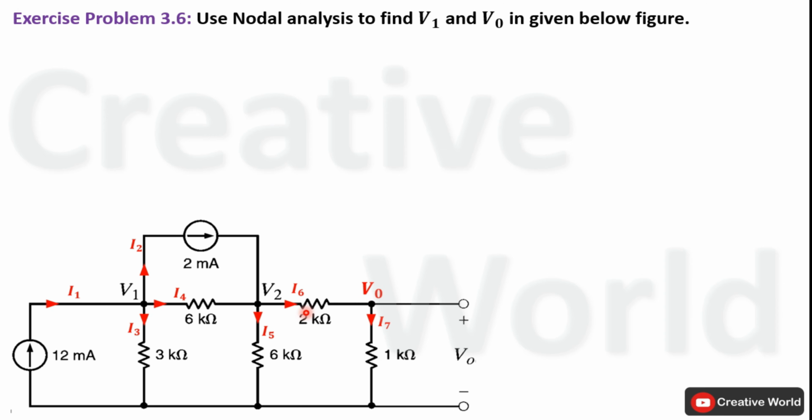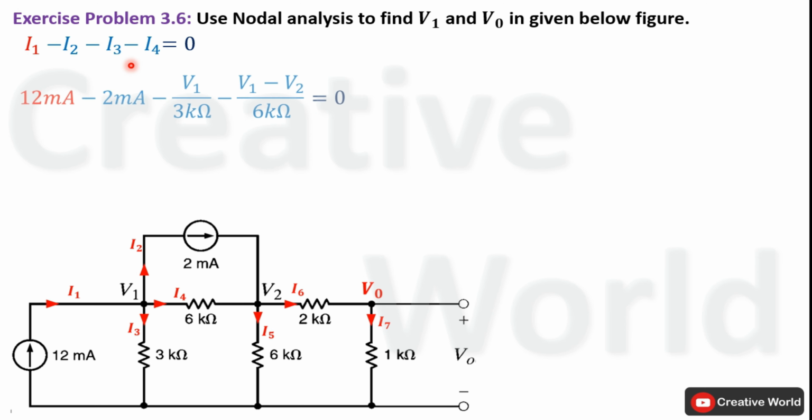Now we will apply Kirchhoff's current law on non-reference nodes one by one and will find node voltage equations. We will start from here. On this node, one current is entering while 3 currents are leaving. So the KCL equation for this node will be: I1 is the entering current while I2, I3 and I4 are leaving currents. Leaving currents are taken with negative sign and entering current is taken with positive sign. We have to replace these currents with their respective equations.